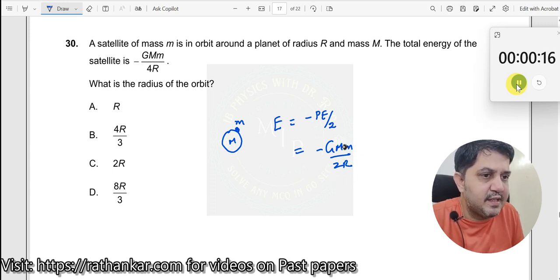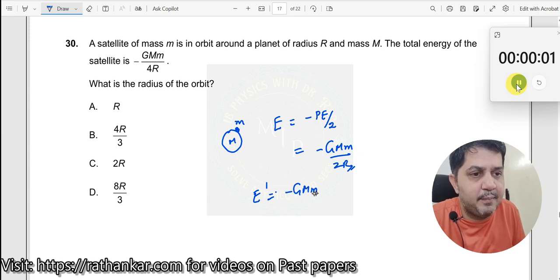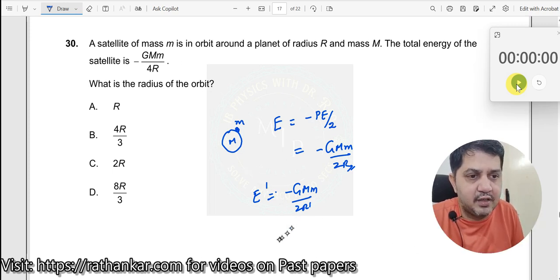See, this m is not changing, capital M is not changing, G is not changing, only this part is changing. So why does this change occur? It's only because of the change in the value of r. So now, let us say for this new planet, if I write E dash is equal to minus GMm divided by 2r dash, and I compare with the formula that we have already got, I can now write r dash is equal to 2 times r.